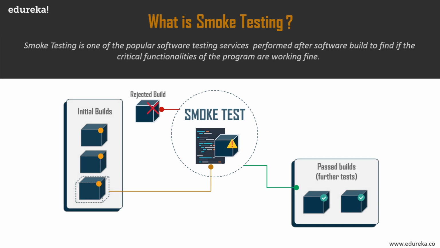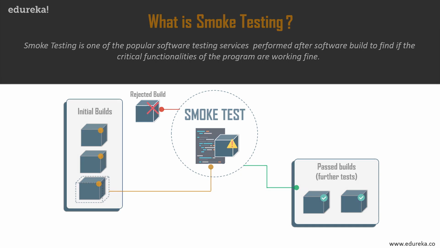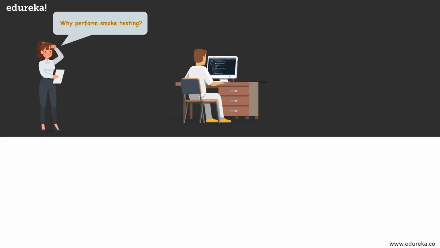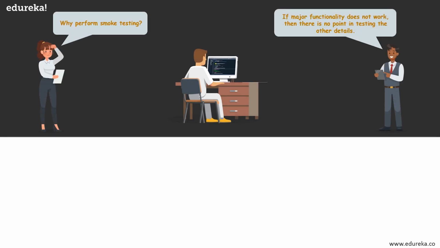You understood, right? The main thing here is that the initial builds are tested for errors. If there are errors, the build is rejected. If there are no errors, then the build is forwarded for further tests. Now the question is, why smoke testing? Smoke testing is done to ensure that the critical functionalities of your program are working as expected, and it is not concerned about the inner details. That's because if the major functionality does not work, then there's no point in testing the other details. It's a waste of time and effort for the QA or testing team.